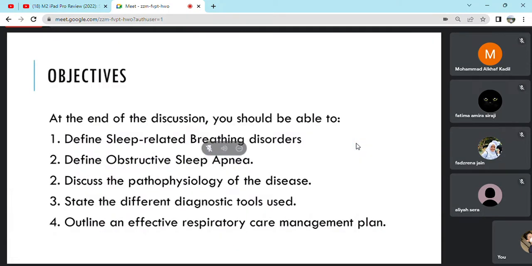And our objectives for this lesson: at the end of the presentation, you should be able to define sleep-related breathing disorders. You have to define obstructive sleep apnea, discuss the pathophysiology of OSA, state the different diagnostic tools used in, of course, the diagnosis of OSA, and most importantly, you will be able to outline an effective respiratory care management plan, which is actually the most important thing that I would like you to have after having this presentation.